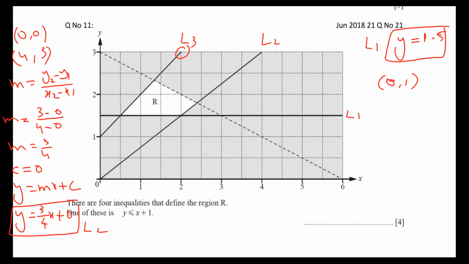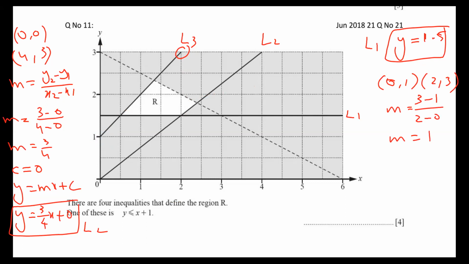Second point is the top point here. X is 2 and Y is 3. So find out the gradient with the formula y2 minus y1 over x2 minus x1. I'm writing directly 3 minus 1 over 2 minus 0. And I got 1 as the gradient.